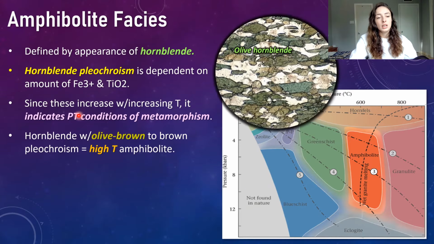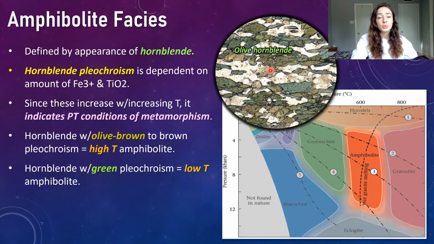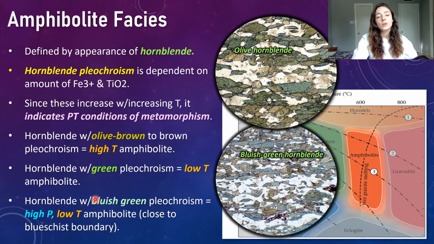And so hornblende with a more olive brown color in plain polarized light, as we can see over here, represents a high temperature amphibolite, whereas hornblende with more pure green rather than an olive brown color represents a lower temperature amphibolite. And then hornblende with a bluish green tint rather than just green or olive brown represents high pressure, low temperature. And if you look at where the high pressure, low temperature would be in the amphibolite region, it's really close to the blueschist facies, or where it would be next to the blueschist facies. And so some of the blue tint may be due to more sodic amphiboles present.